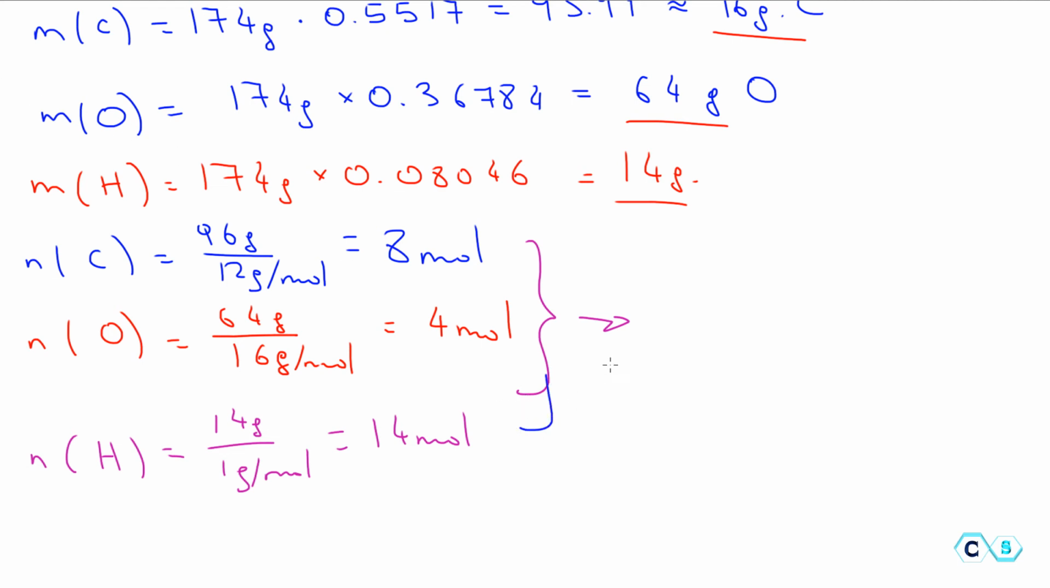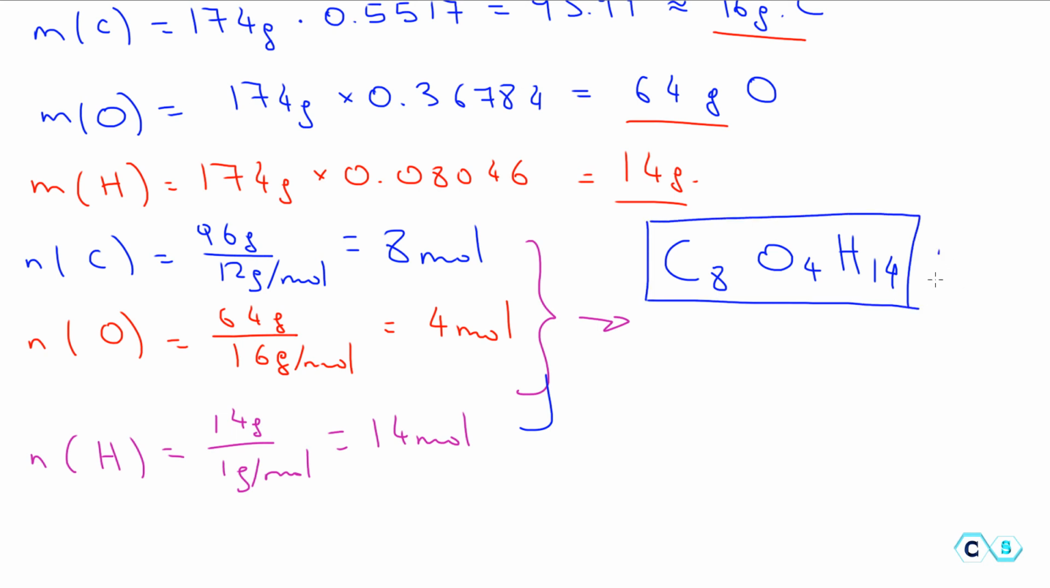Now if we put all of these together, including the hydrogen of course, what we'll get is 8 for the carbon, 4 for the oxygen, and 14 for the hydrogen, and this is the molecular formula. Okay, so this is the molecular formula, because what we did, we actually used the molar mass of the compound, and in order to find the empirical formula we need to simplify this. If we divide by 2, we'll get C4O2H7, and this will be the empirical formula.